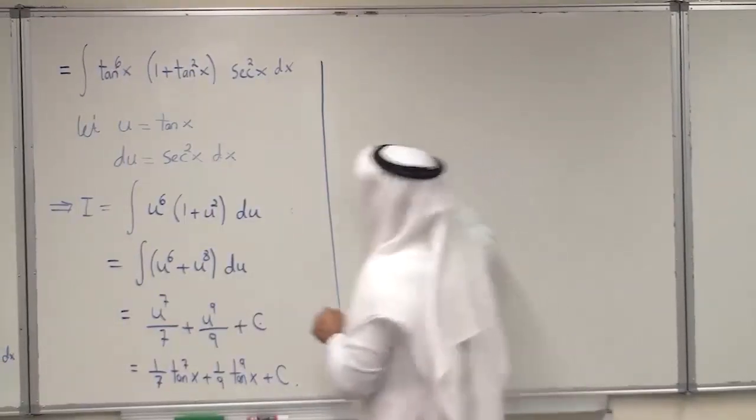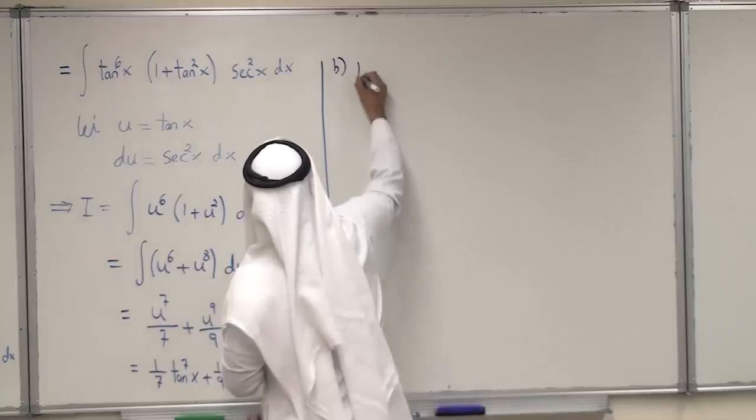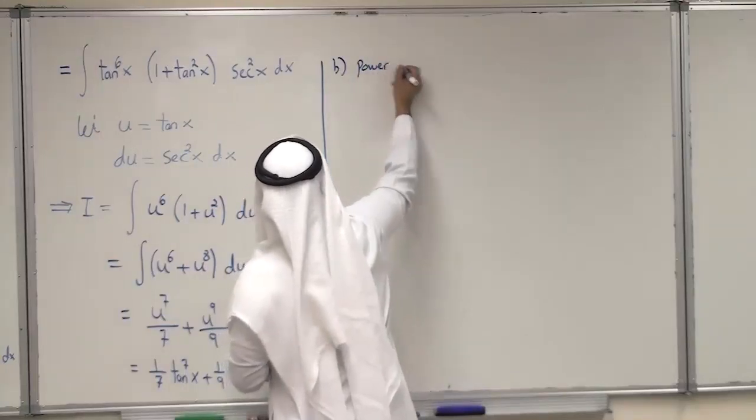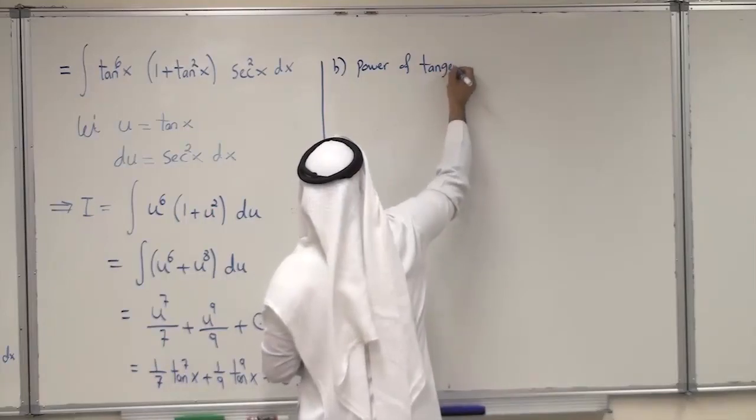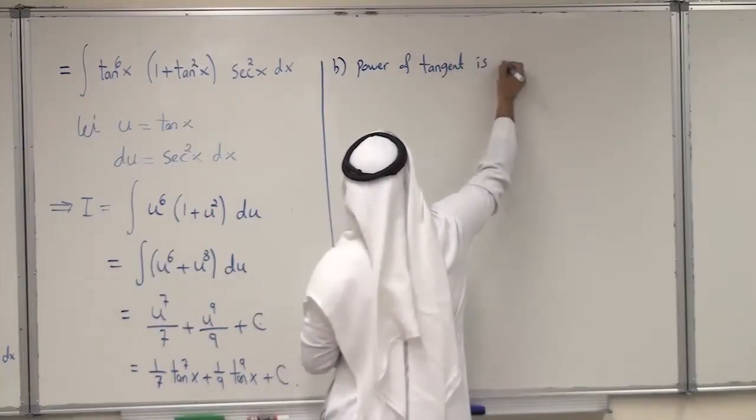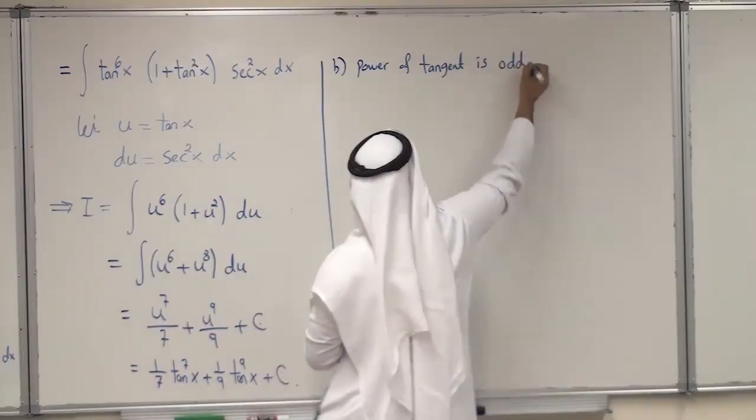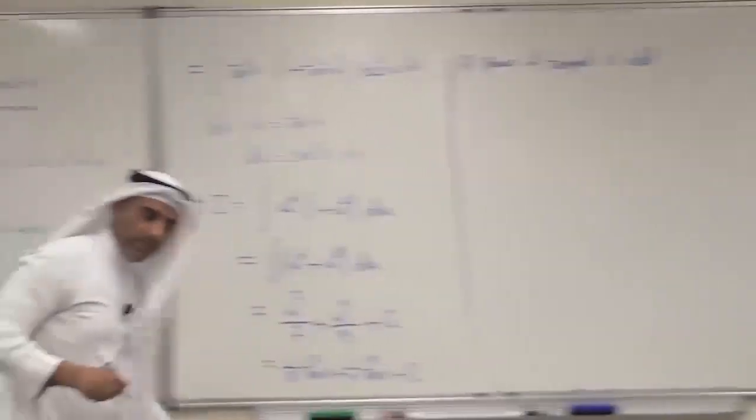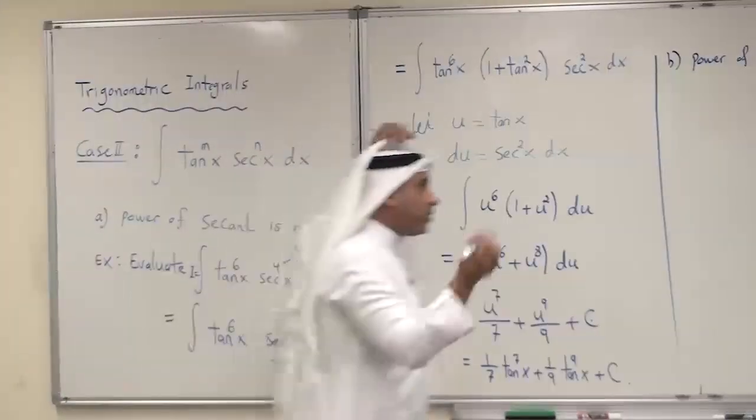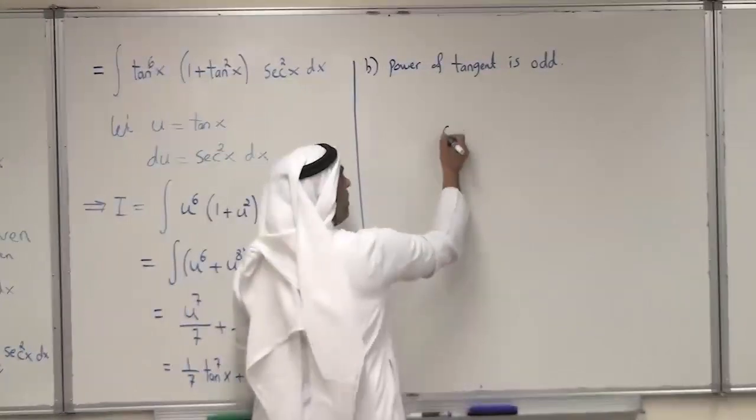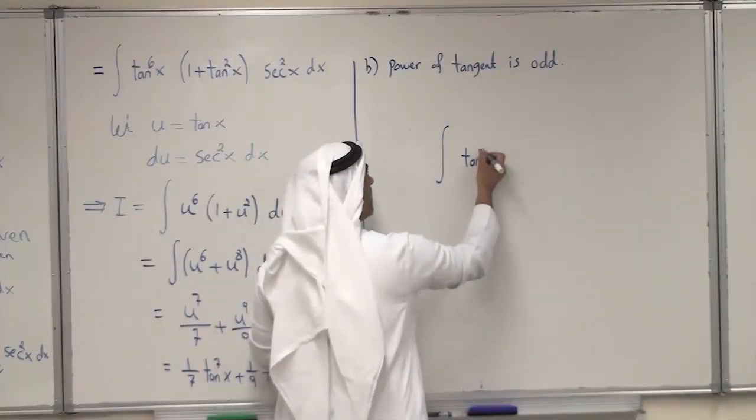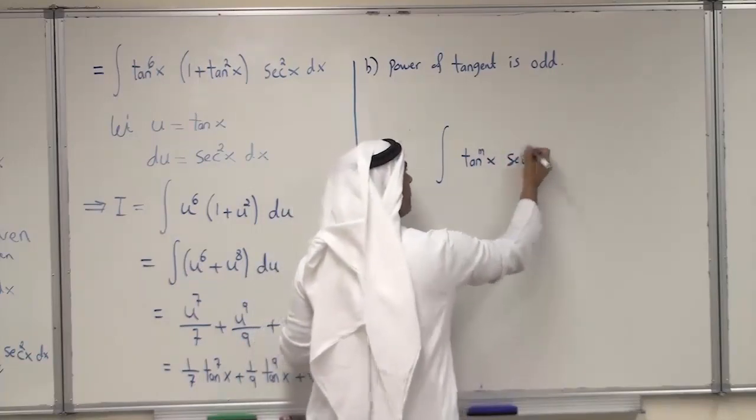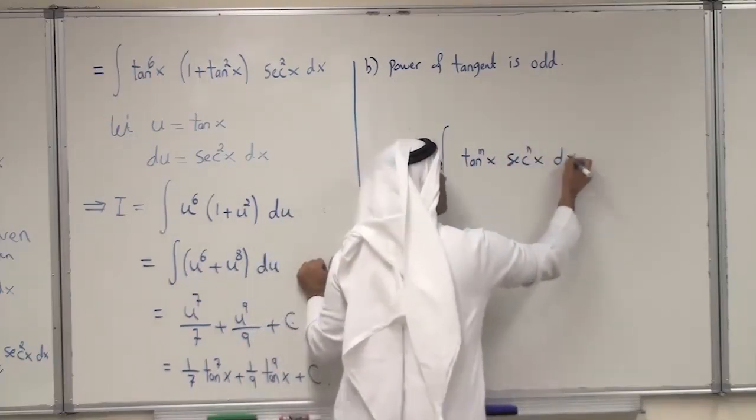Let's call it part B, where the power of tangent is odd. Okay, fine. Let us go back to the combination we have. We have a combination of tangent and secant. So this is tangent to the power m of x, and we have secant to the power n of x dx.